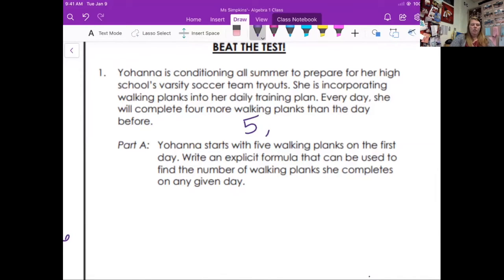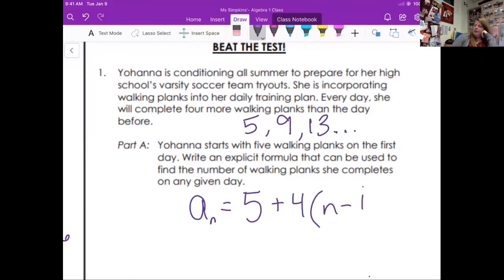So how many would she have done the next day? 9, because she's doing 4 more then. Then how many? 13, and so on, okay? So then it says, write an explicit formula. So explicit is the one where we use the first number. So A_n, so any number. So what was her first amount of planks? 5 plus, she's adding 4 every day, times n minus 1.